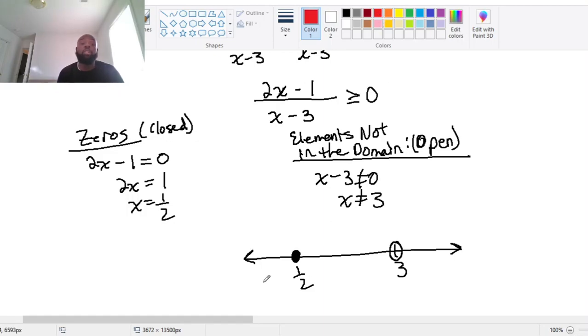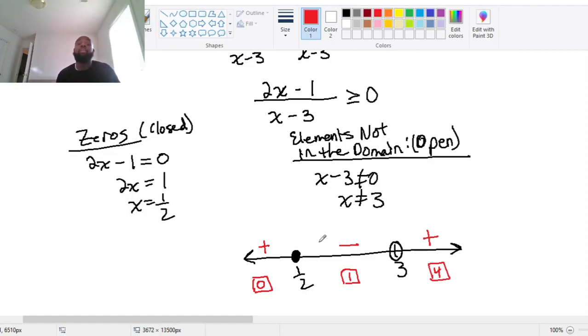So for a test point, I'm going to use 0 on this interval. I'm going to use 1 on this interval, and I'm going to use 4 on this interval here. When I plug in 0, plug it into the entire function, I'm going to get a positive here. When I plug in 1, I'm going to get a negative, and when I plug in 4, I'm going to get a positive. Notice there's no multiplicity type thing going on here, I don't believe. I think the multiplicity actually may be a little weird with these, so I'm not going to rely on that. I'm going to use my test point method. Maybe we'll talk more about that in class.